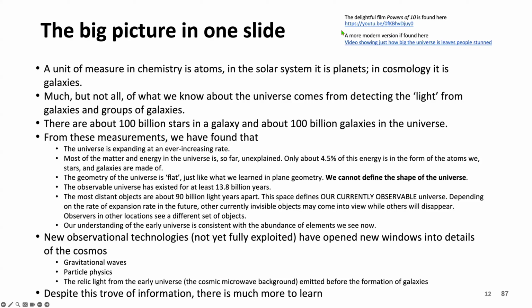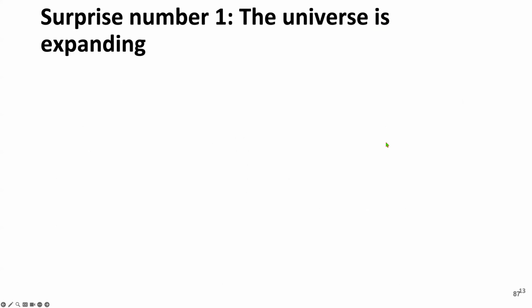So if you want to see a fun video that dates back roughly 50 years, you can click on this and you'll see a quick tour of the universe and a more modern version if you click on this. So anything you see that has this structure, blue with underline, means it's a hot link that you can follow.